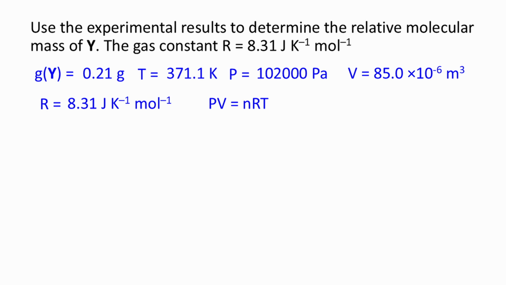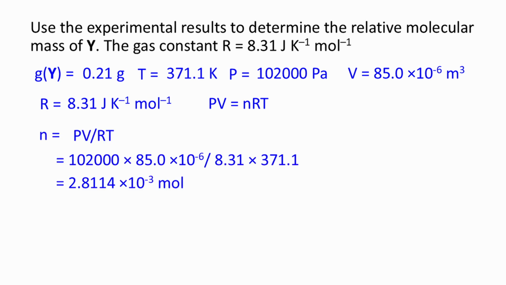Next, we have to know that the ideal gas equation is PV equals nRT. You will notice that we have values for all of these variables except for amount of substance n. For the third mark, we have to rearrange the ideal gas equation to make n the subject. n is equal to PV over RT.